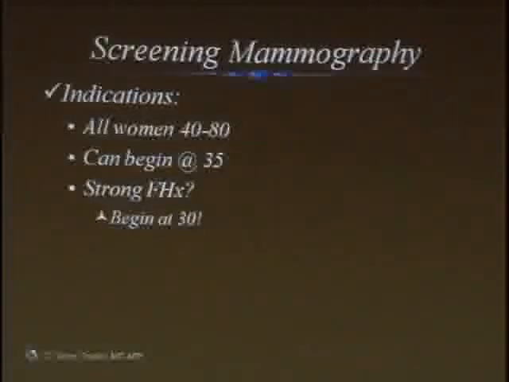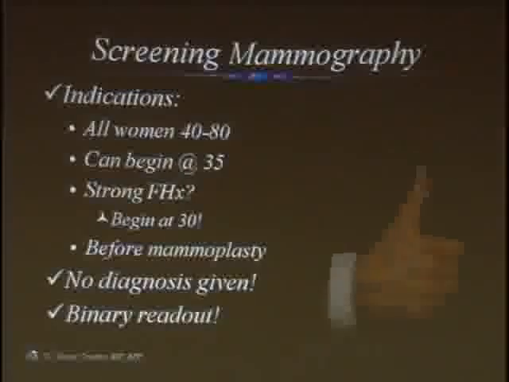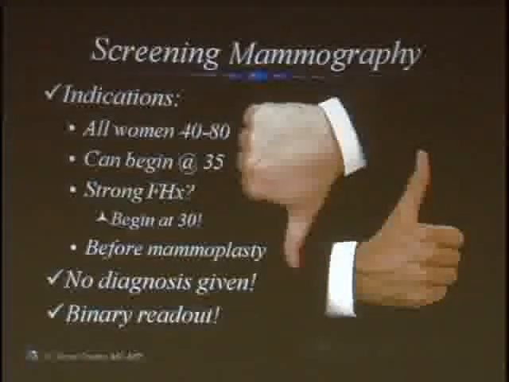And if they have a really strong family history, you want to start at 30. And you definitely want to get a mammogram if the person you're talking to is planning on having a breast reduction or augmentation surgery. Why? Because you want to look at the tissue native before it gets rearranged by a surgeon. You want to have a baseline study to know what they look like that you can refer back to. No diagnosis is given on this screening study. It's a binary readout. It's either good or it's bad.